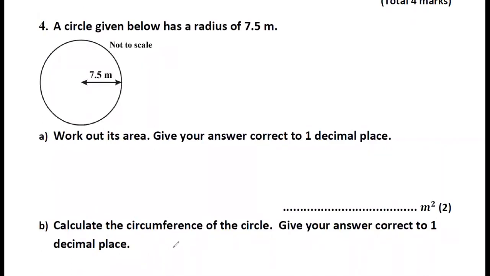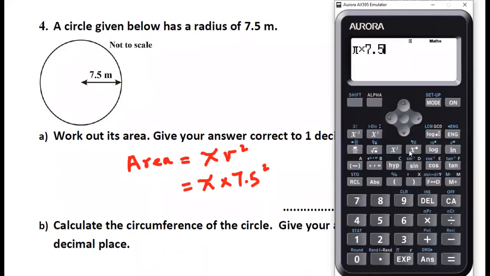Let's move to the next question. It says, a circle given below has a radius of 7.5 meters. Work out its area. Give your answer correct to 1 decimal place. Again, the same practice. What we will do is, we know that area of a circle can be worked out by using the formula pi r squared. So we will simply do pi times 7.5 squared. And that will give me 176.714868.